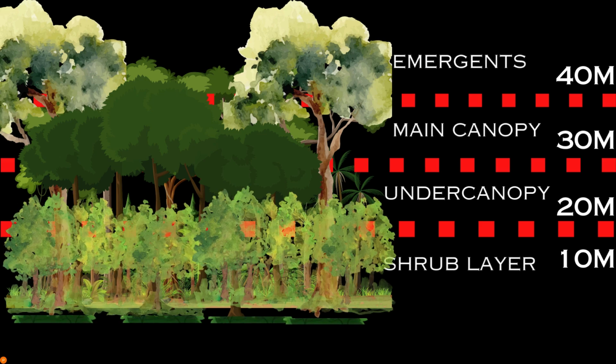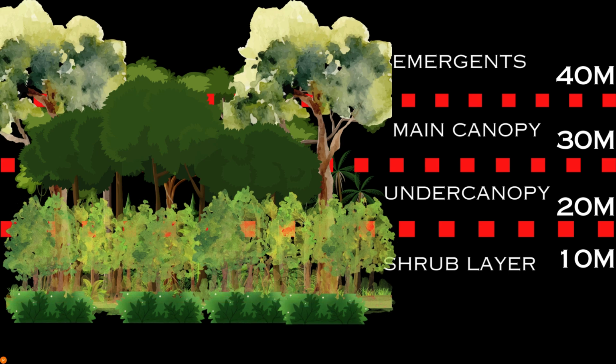And now to the darkest layer in the forest, the shrub layer. This is nearest the ground, where it's quite dark all of the time. Shrubs have large, broad leaves to absorb as much of the available light as they can.